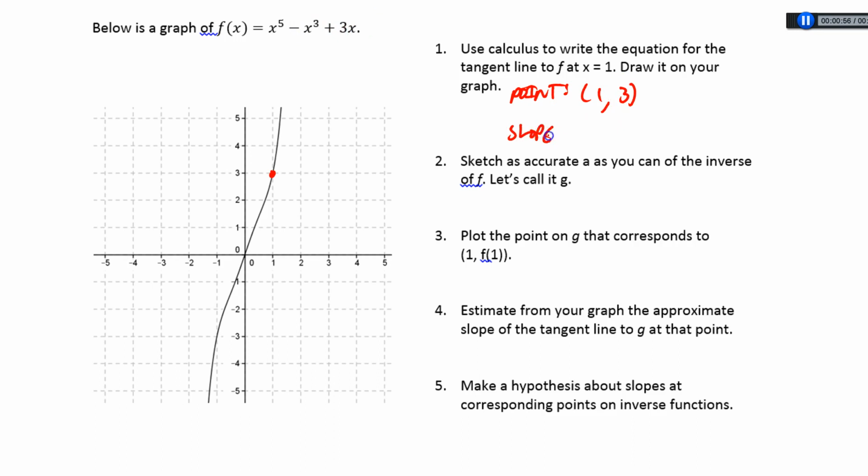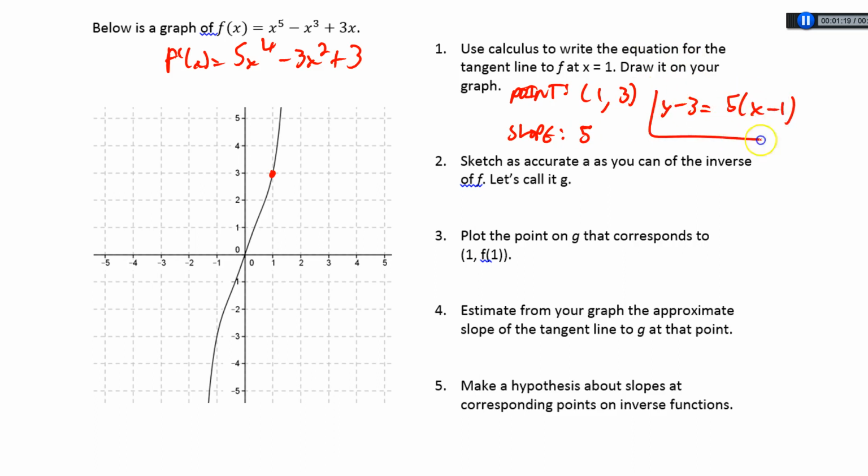And our slope, we're going to have to find f prime of x. So f prime of x is going to be 5x to the 4th minus 3x squared plus 3. So if we evaluate that at x equals 1, I'm not going to write that because we're going to use that again later. We have 5 minus 3 is 2, plus 3 is 5. So our equation for our line is going to be y minus 3 equals 5 times x minus 1. I'd buy that because that's a pretty steep slope right there. So we're going to draw that in our graph.